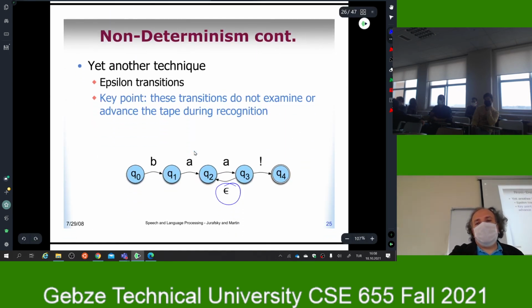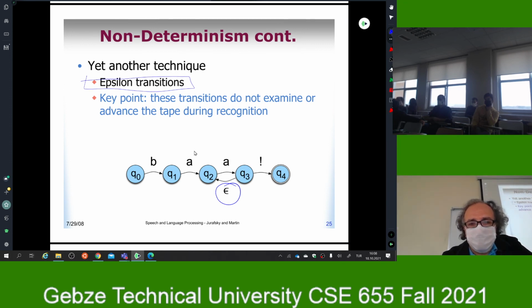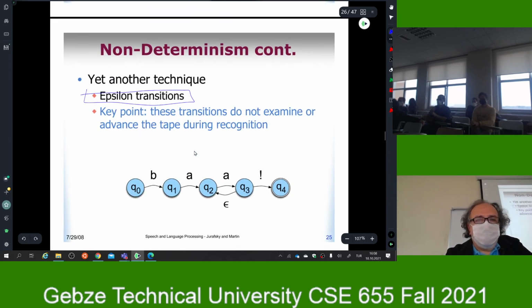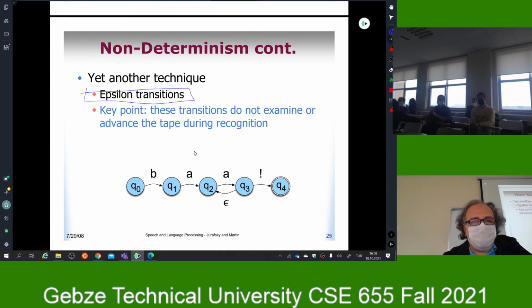Okay? And there is another form of non-determinism: epsilon transitions or empty transitions. You see there is an empty transition. To go from Q3 to Q2, I don't need to read any inputs. By reading nothing, I can go from Q3 to Q2, no problem. So this one and this one are equivalent, which is equivalent to this one. And that is another way of making non-deterministic finite state automata.